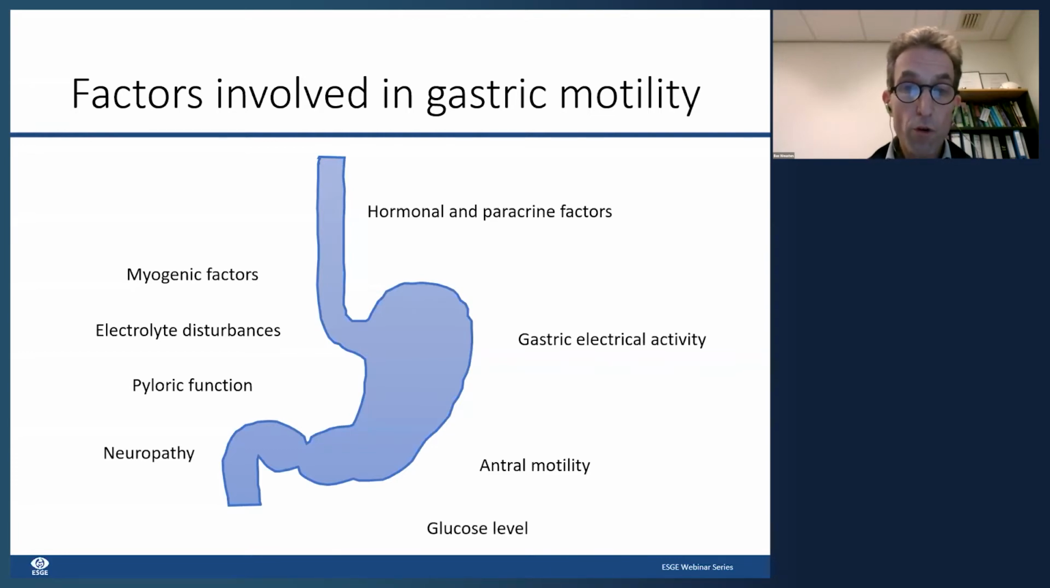Glucose level is a very important factor, and a hyperglycemia will cause an acute delay in gastric emptying. So gastric emptying tests should be performed on a normal glucose level. That's very important to realize. Viral infection can affect gastric motility. Drugs, very important, and of course also psychological factors.